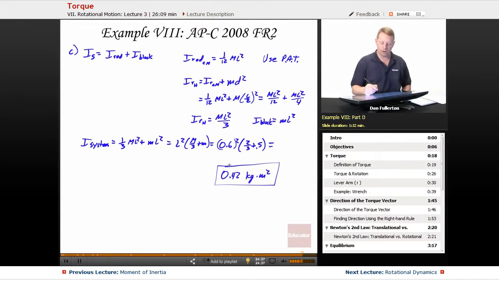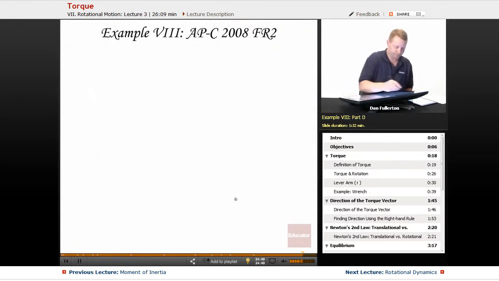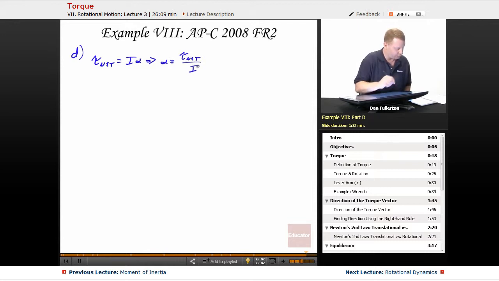All right, one more part to the problem, part D. If the cord that supports the rod is cut near the end of the rod, calculate the initial angular acceleration of the rod block system. All right, well, net torque equals moment of inertia times angular acceleration. Therefore, our angular acceleration is the net torque over the moment of inertia, which is mgL plus big MgL over 2, all divided by the moment of inertia.